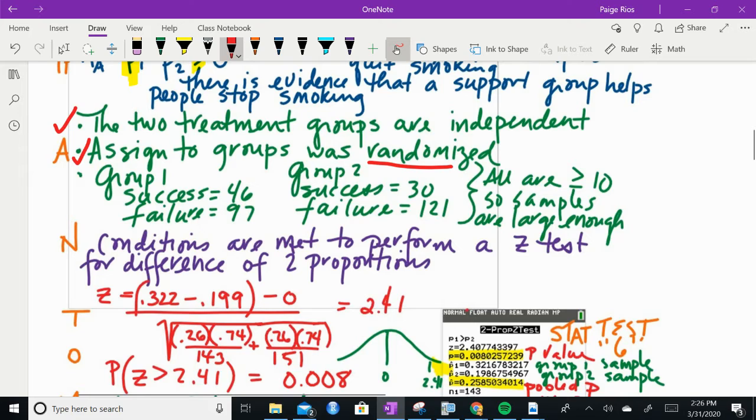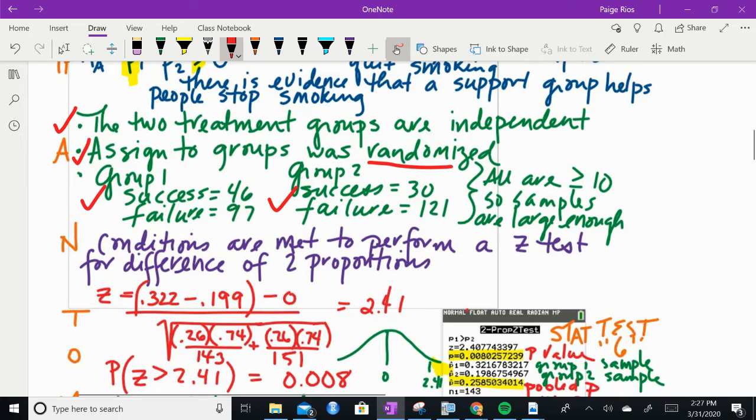And then you need to make sure that you check both group 1 and group 2 to see that both successes and failures are greater than or equal to 10. That means that the sample's large enough. Once we've done that, we can say conditions have been met to perform a z-test.